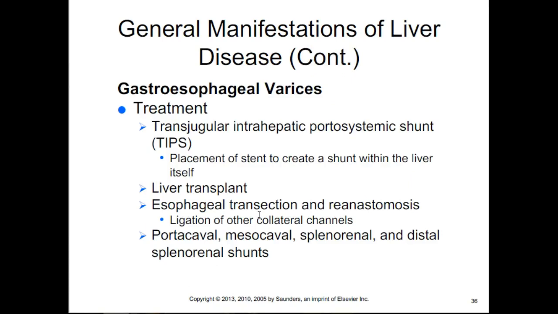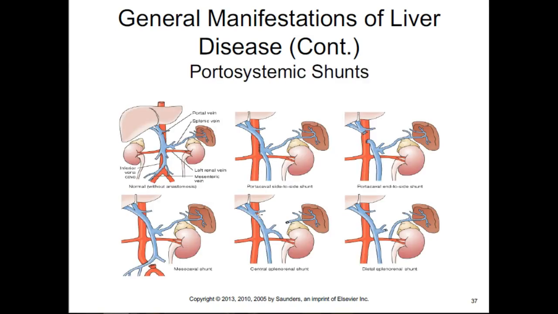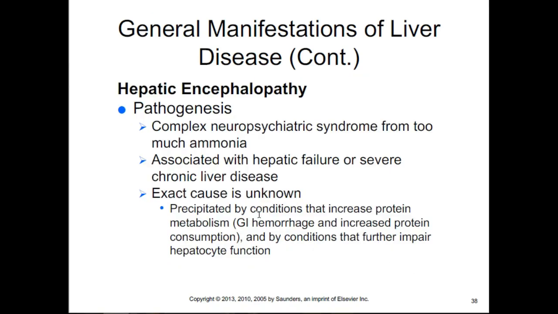Right, so then other treatments include transjugular intrahepatic portal systemic shunts, sometimes liver transplants, esophageal transection, and reanastomoses, right? So basically making other collateral channels, or ligating other collateral channels so that they don't get more blood flow, right? Portocaval, mesocaval, or splenorenal and distal splenorenal shunts. So you can see some of those different techniques right here in shunting, right?